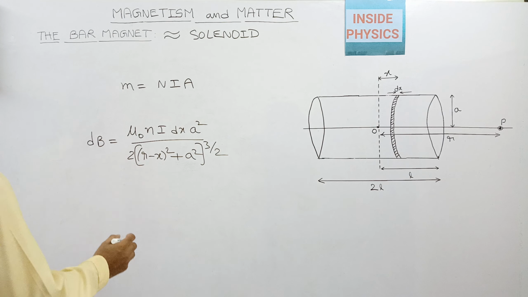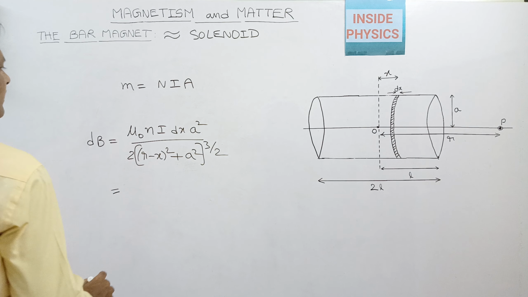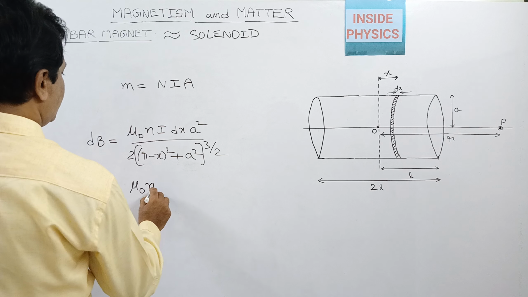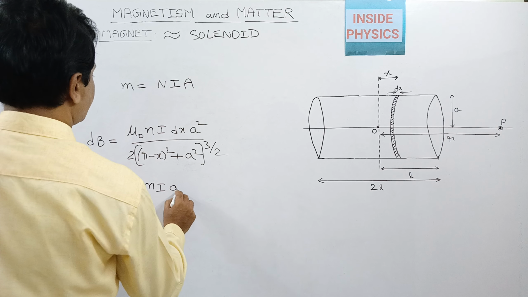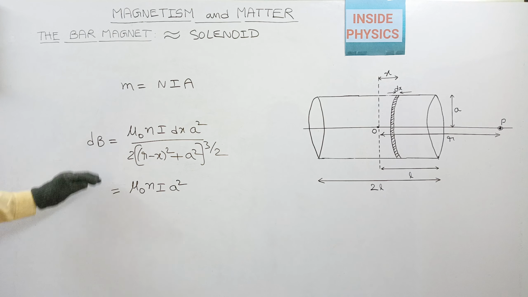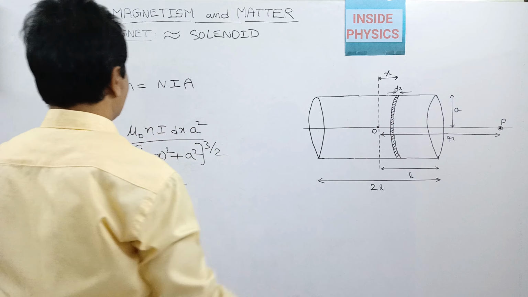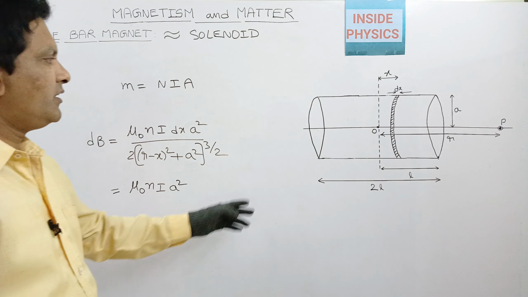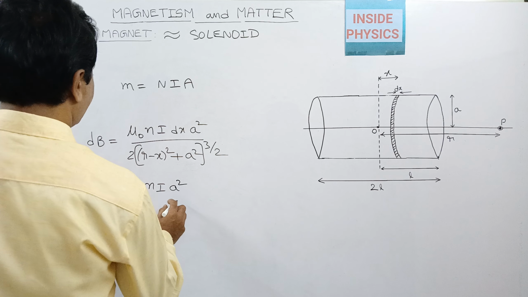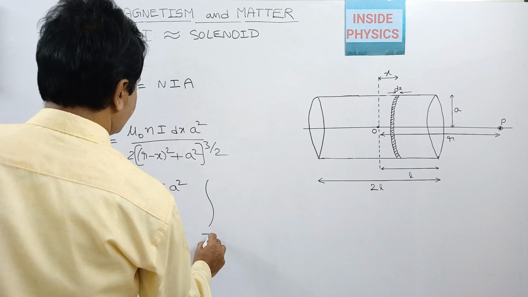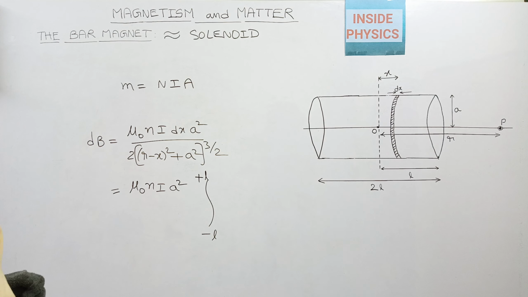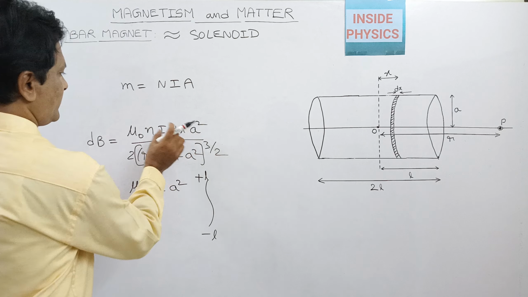So here, if you observe, we can write this relation as mu naught n I a square. So this is the magnetic field due to a single loop with small length dx. Now we need to find the magnetic field due to the entire solenoid. For that, we will integrate the terms between the limits minus L to plus L, and this is the term that needs to be integrated. Here this is dx.